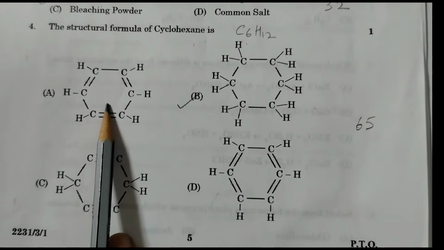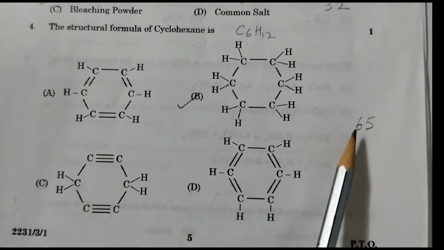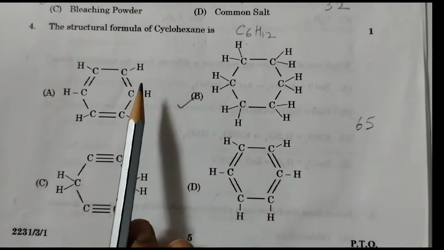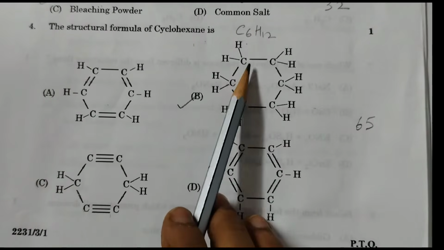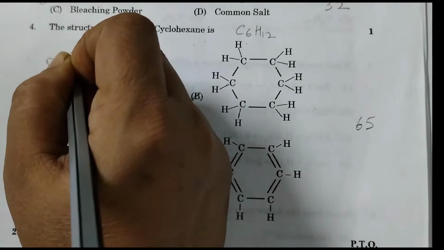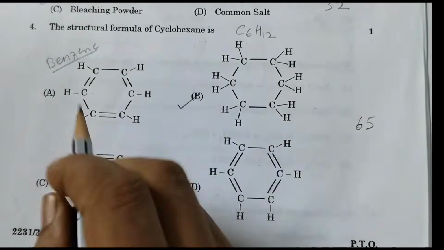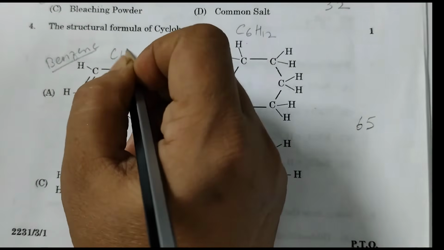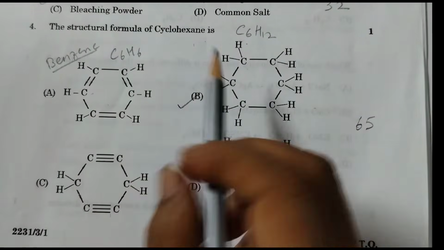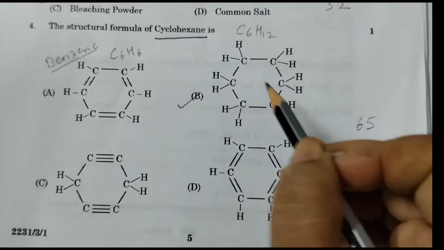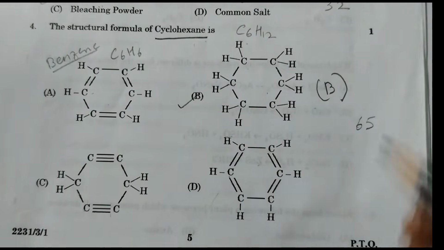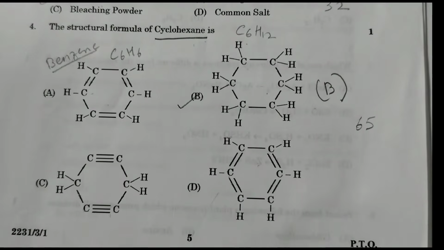Now this is also important, given in the textbook on page number 65. On page 65 you will find both these. These are not given, A and B are given. A is benzene. You should know this one also, benzene. The formula for this is C6H6. For this question we want only cyclohexane, which is this one. So the correct option is option B.